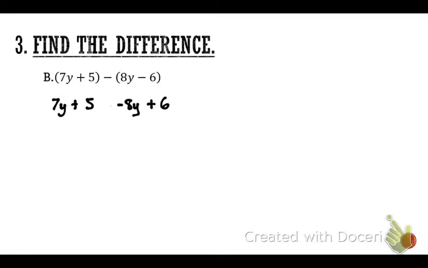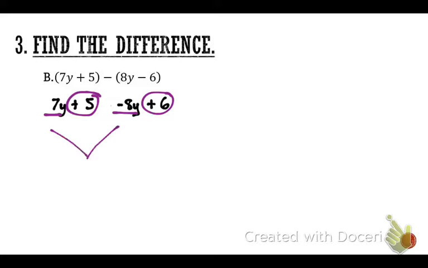Now, as I walked around, a lot of you guys did not underline and circle the like terms. I want to see you underlining and circling those like terms, okay? Lexi, what should I underline? The 7y and -8y. What should I circle? The 5 and 6. How many of you would say yours looks just like this? Okay, I found a few people who did not get to this step, all right?